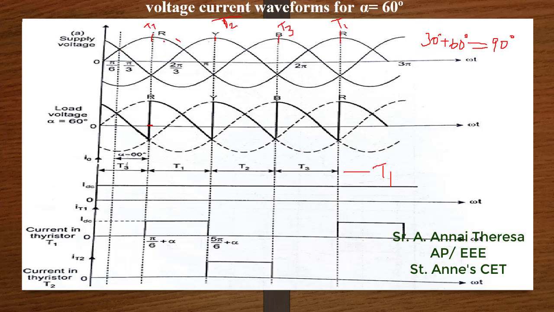At first the R phase is maximum, so we are going to trigger thyristor T1, at 90 degree. This is that 90 degree. When I trigger, the thyristor starts its conduction and the output will be the same R phase voltage. But here the difference is, see here first, this R phase voltage as such you have to draw.